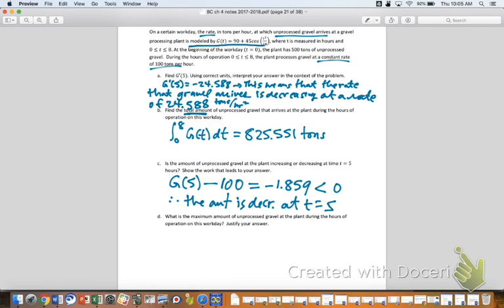Okay, last question. What is the maximum amount of unprocessed gravel at the plant during the hours of operation on this workday? Justify your answer. So this one, we've got about 6 minutes left right now. So let's work this one together. Maybe you've already started it. If not, let's just work through it together. The word maximum is right there, so that's a clear indicator of what we're trying to do here. And then this is really subtle. It says during the hours of operation on the workday. And what are those hours of operation?